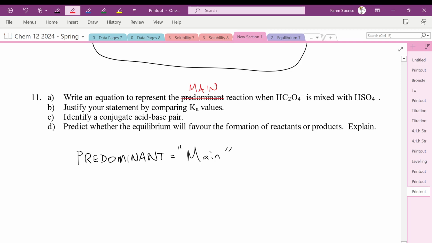When HC2O4 is mixed with HSO4 minus. So, easy thing to do is to start by saying, I need an equation. Who are my reactants? Just the two things that are right there, right? Okay, so that part is easy. So A, we have HC2O4 minus plus HSO4 minus.